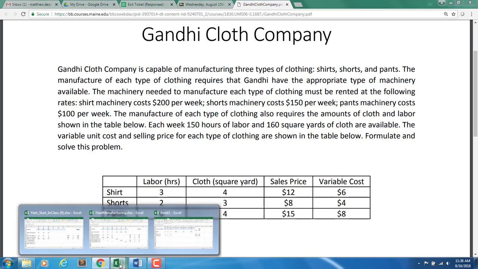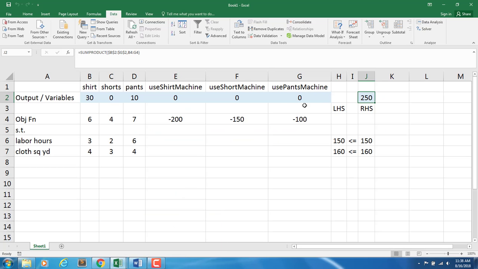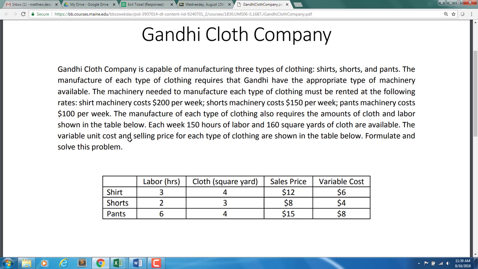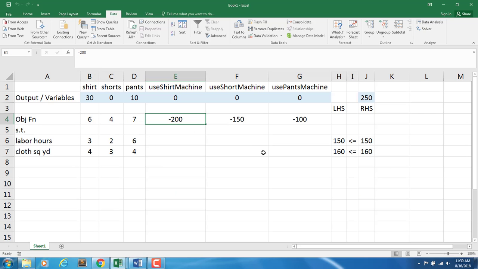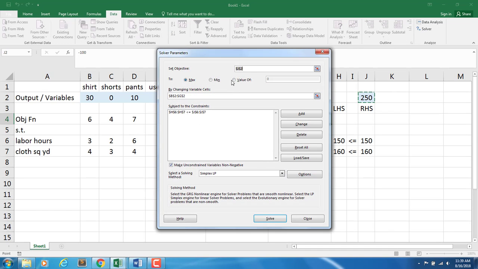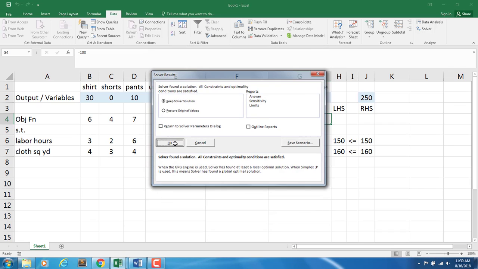So, on a first attempt, you might do something like this, where you have your objective function. If I look at this, I took the 12 in revenue and took out the 6 in variable cost, right? 12 minus this, so that's how I get the profit. Negative 200 bucks for renting the machine, for using it, 150 for this, 100 for that. And then I went in and set up the solver, maximizing because that's profit numbers, changing all 6 of those cells, and I just have 2 constraints and click solve, click OK.